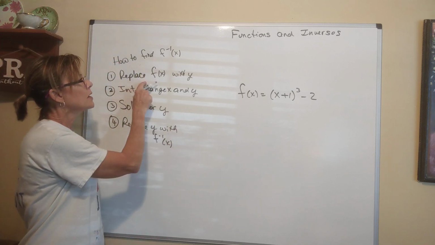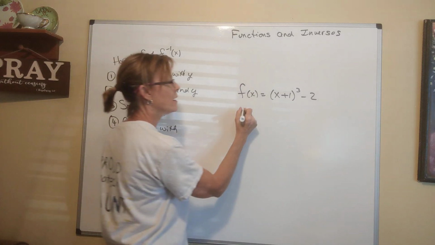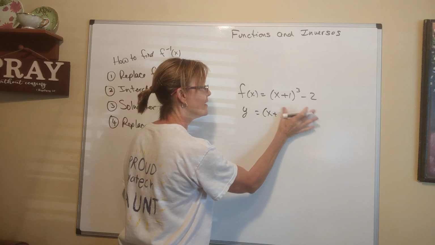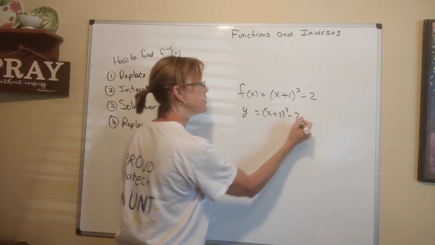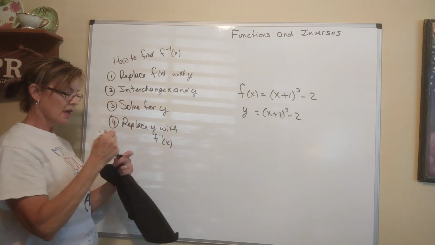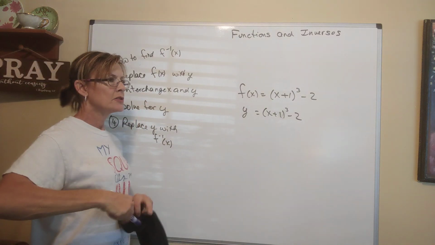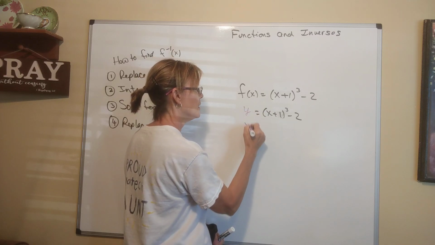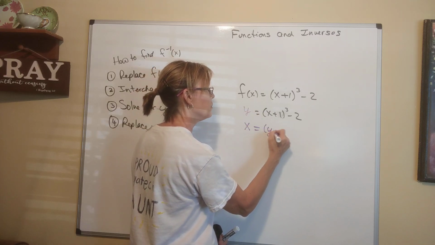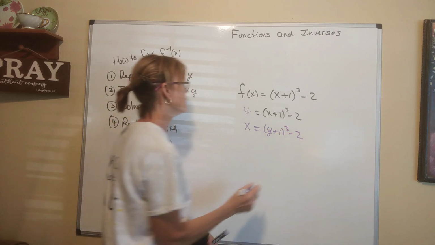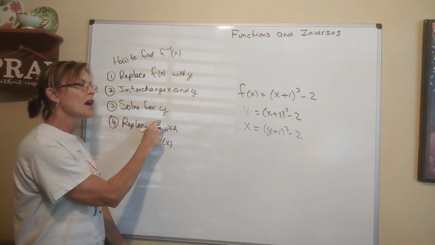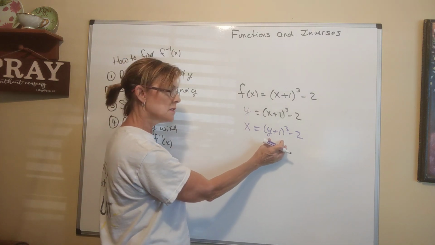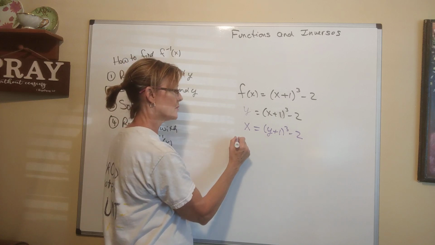Number 1, replace f of x with y. Okay, y is equal to (x plus 1) cubed minus 2. Number 2, interchange x and y. So let me interchange x and y, and while I'm doing this, I'll make it purple. So x is equal to (y plus 1) cubed minus 2. Number 3, solve for y. All right, well, y is in here. It's tied up in this cubic thing. So I need to isolate this first. So I'll add 2 to both sides.